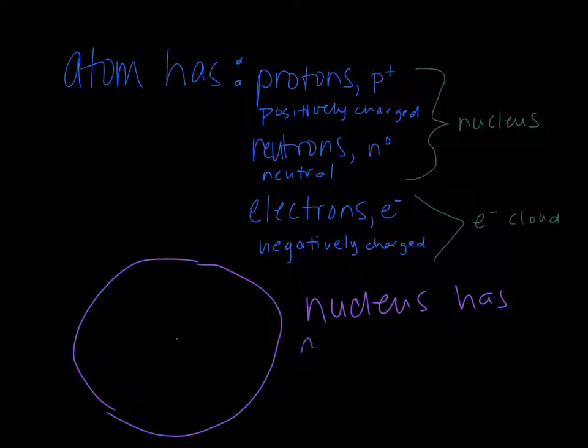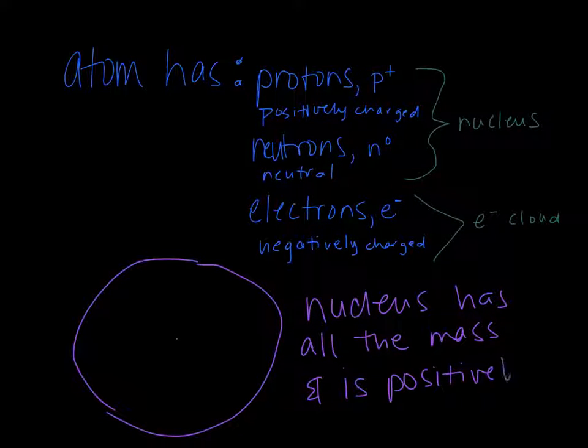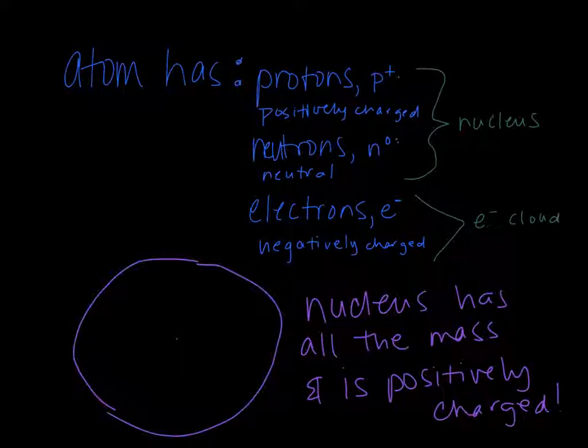Nucleus has all the mass and is positively charged. And that's because if the nucleus only contains positive charges and neutral charges, then the positive charges will be all in the nucleus. All right, but the atom itself is electronically neutral because the electrons out here in the electron cloud are negatively charged, and so they balance each other out.